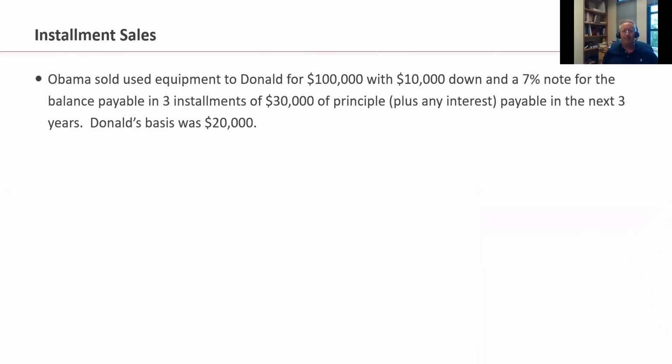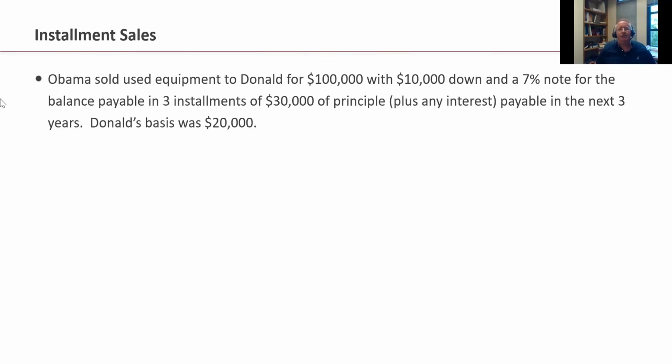Obama sold used equipment to Donald for $100,000 with $10,000 down and a 7% note for the balance payable in 3 installments of $30,000 of principal plus interest payable in the next 3 years. So I don't know why it says Donald's basis was $20,000. This should say Obama's basis right here. Obama's basis was 20,000.